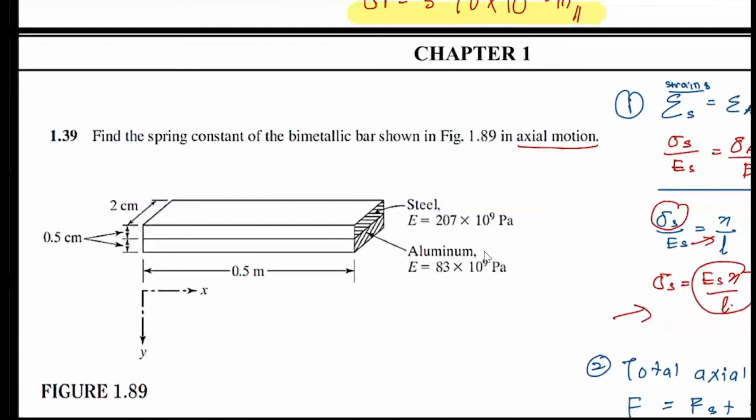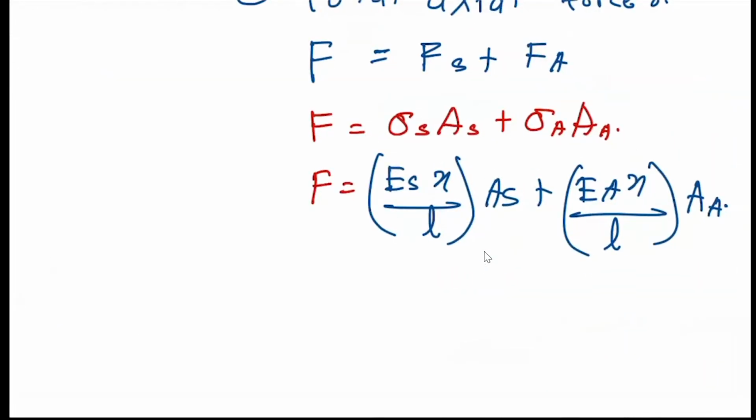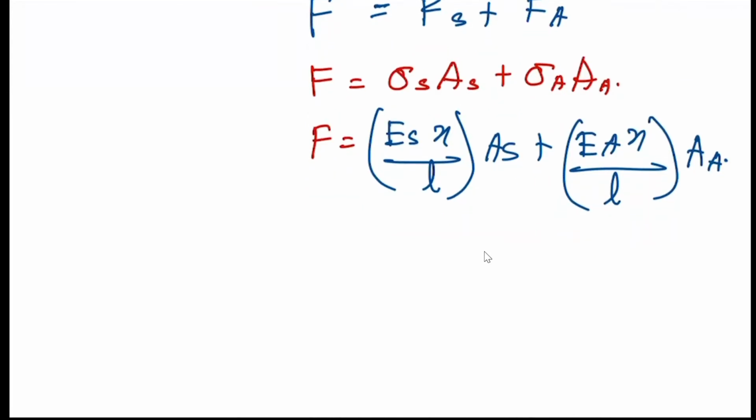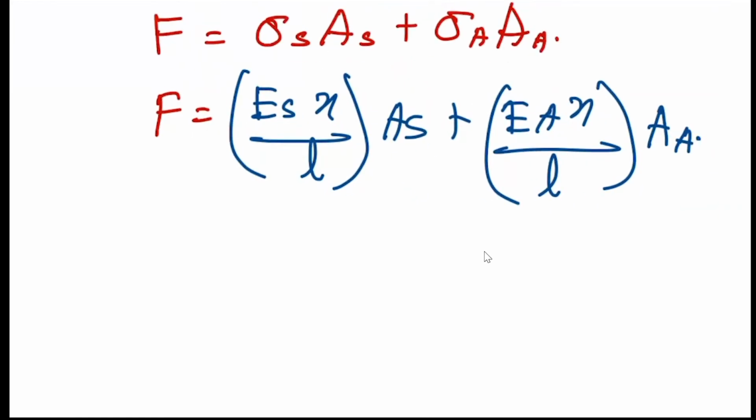Also, what do we want to find? Spring constant, right? So what is the force for a spring? Can anybody tell me what is the force of a spring? F equals kx, right? So I'm going to put here F equals kx. Since we want to find the total force, total force equals the total stiffness times the elongation. So force equals kx.